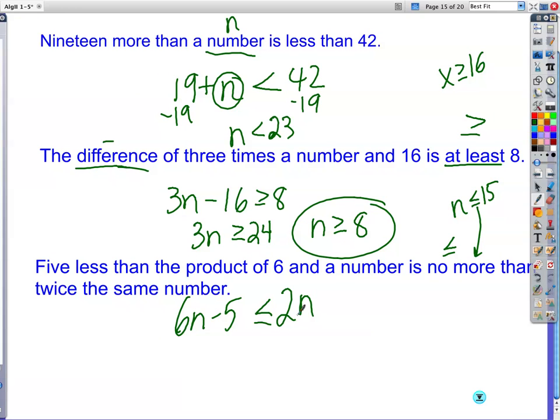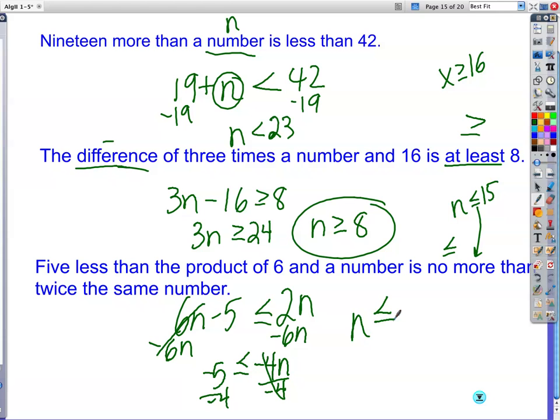We got our 6n and our 2n. We want to put those on the same side. I cannot move the 2n, otherwise I will have nothing on this side of the equation. So I'm going to subtract the 6n from both sides. Now I have 0 here, negative 5, less than or equal to negative 4n. Divide both sides by negative 4. Here's the trick. N was greater than or equal to. Now I have to switch it so it's less than or equal to positive 5 over positive 4.